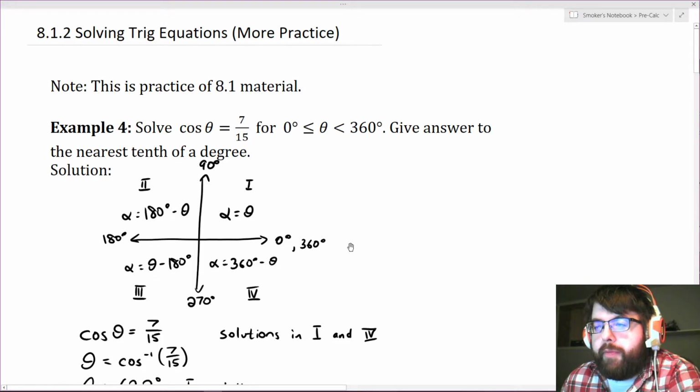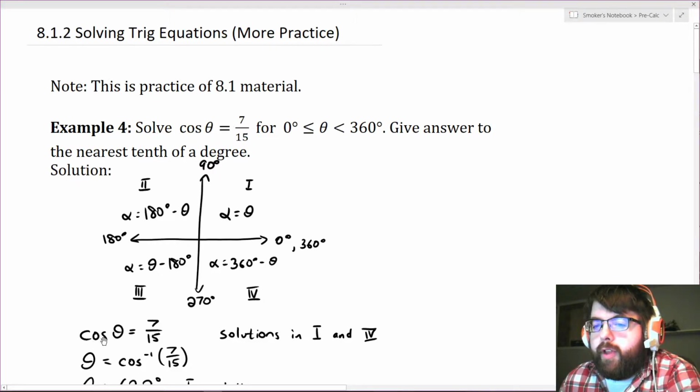Even though some things might be intuitive, I want to see you using these because the process of using these always works, and the intuition doesn't always work depending on the scenario. So we're solving cosine theta is equal to 7/15. To undo a cosine, we do the cosine inverse of both sides. That's what we're trying to do, isolate theta. So we're taking cosine inverse of both sides.